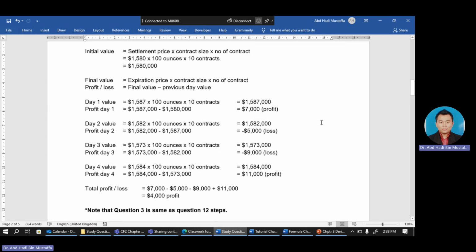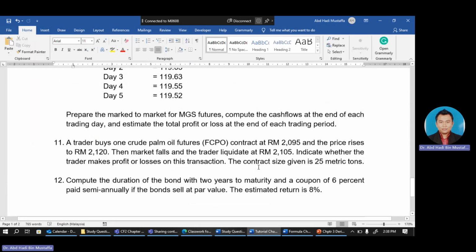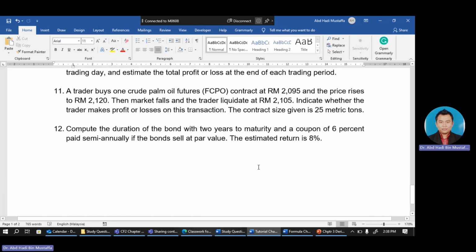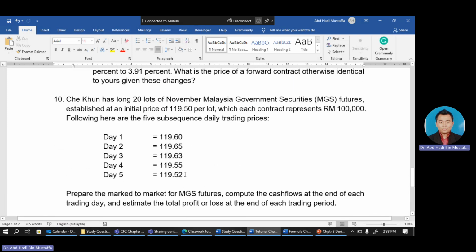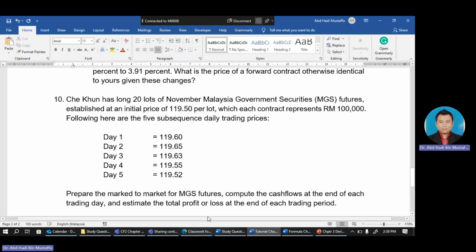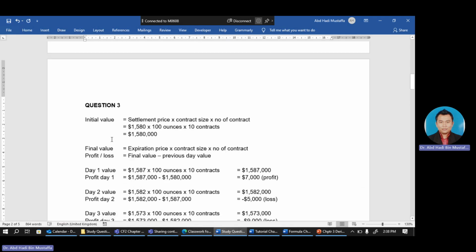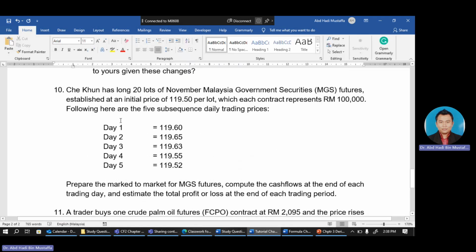Okay, and if you want to try a question like this, you can try later. Nanti you boleh try soalan nombor 10. If you want to try by yourself, you can try question number 10. Because why? Question number 10, they have 5 different expiration prices. Jadi kena kira berapa kali? 5 kali lah, because 5 different days. Guna step, ikut step ni, question 3 untuk jawab soalan nombor 10.